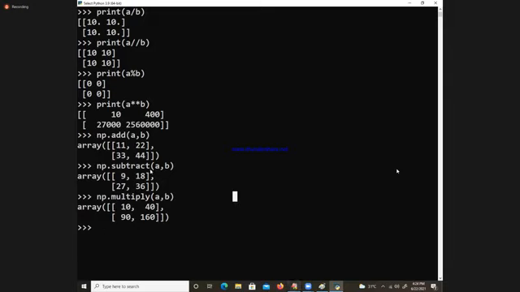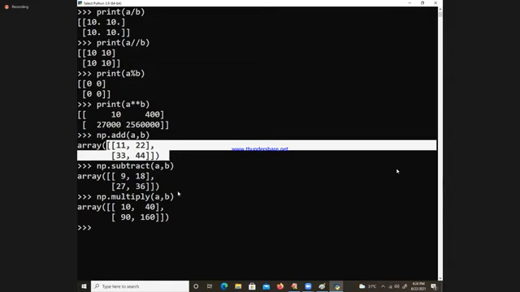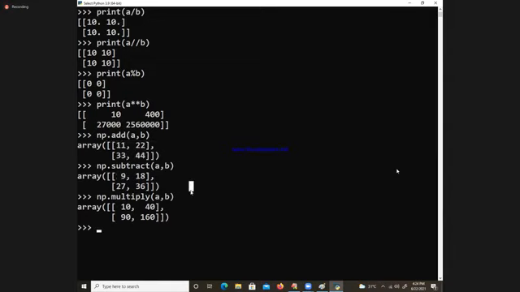These are not treated exactly as matrices, even though we organize them as matrices. They are internally taken as lists only. Lists are converted into ND arrays. So they are multiplying list elements only, not matrix elements. So you must be careful.